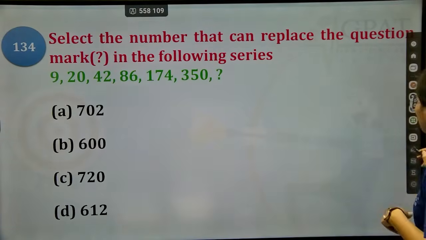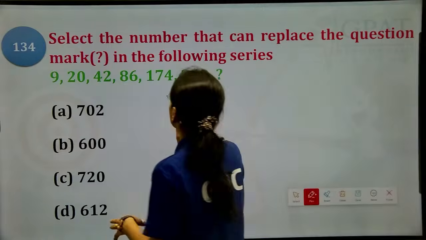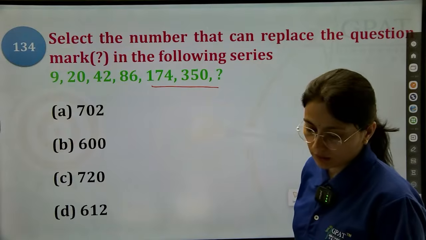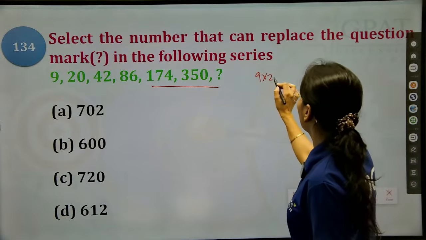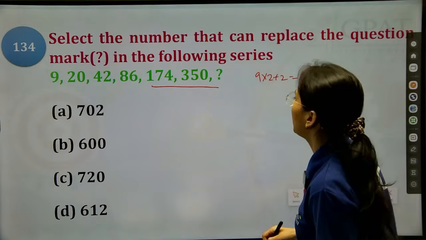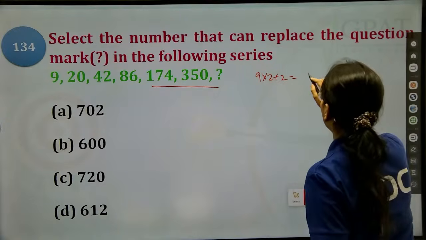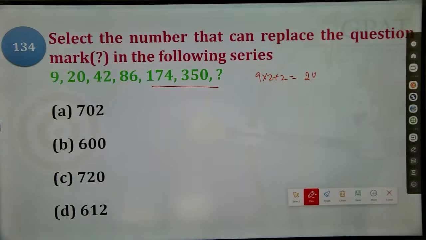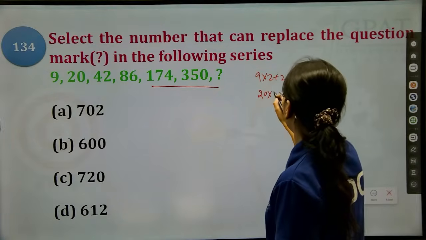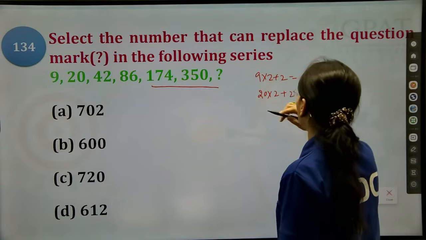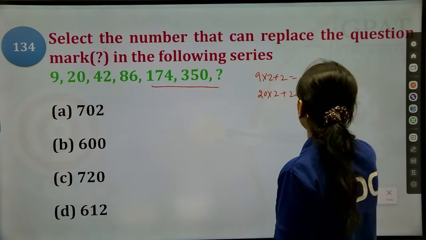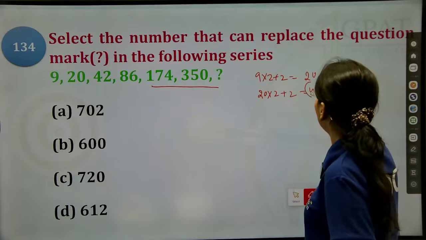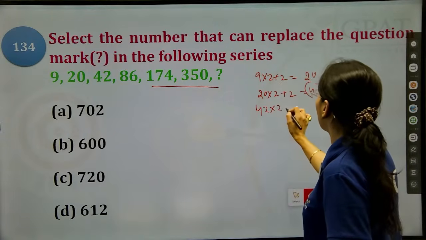Now we have to complete this series: 9, 20, 42, 86, 174 and 350. How to complete this series? If you see, 9 multiplied by 2 plus 2 is what? 9 times 2 is 18, and 18 plus 2 is 20. Similarly, 20 multiplied by 2 plus 2 is 40 plus 2, that is 42.